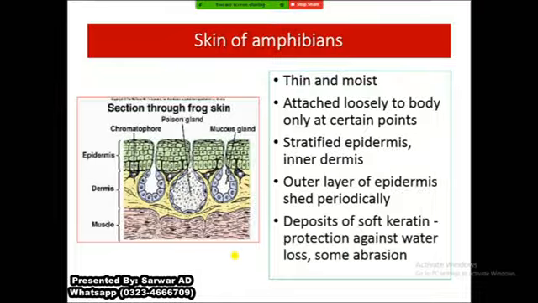Deposit of soft keratin gives protection against water loss and some abrasion. Here their skin generally deposits soft keratin, which helps in the prevention of abrasion, and it also protects against water loss. Keratin is a type of protein. Human beings and other higher chordates are also made up of keratin.